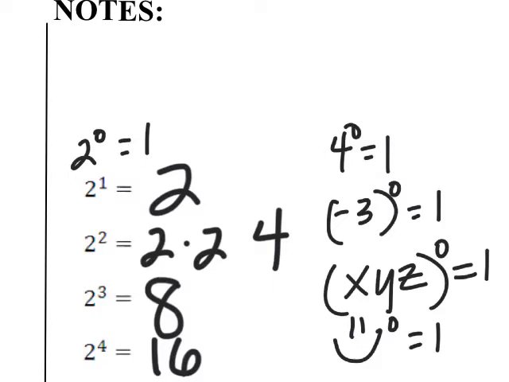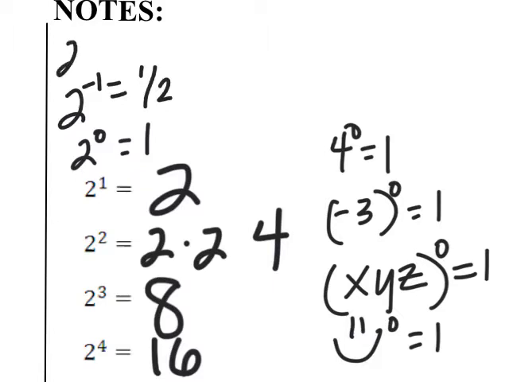So let's keep that pattern going. Can we continue this pattern? So I went 4, 3, 2, 1, 0. So in theory, we should be able to go 2 to the negative first. Well, what is half of 1? And that would be 1/2.